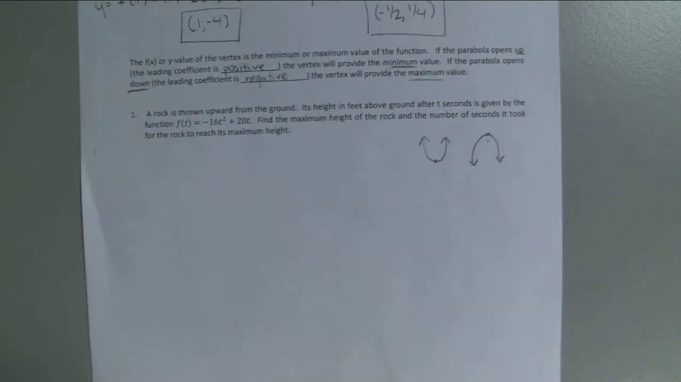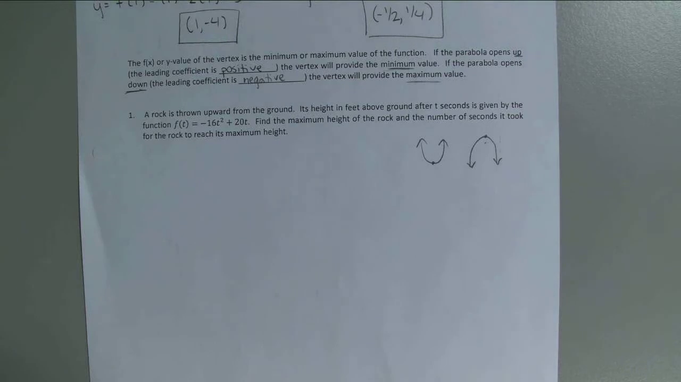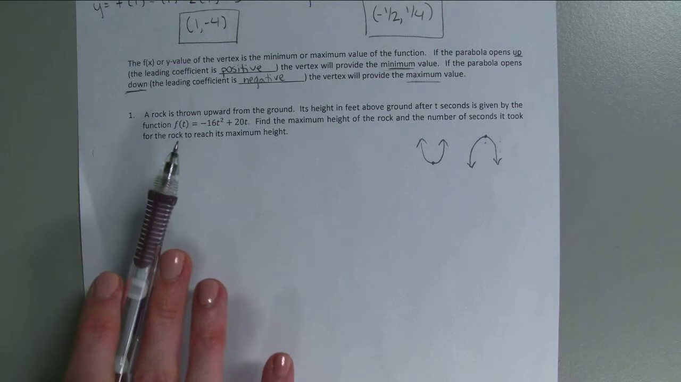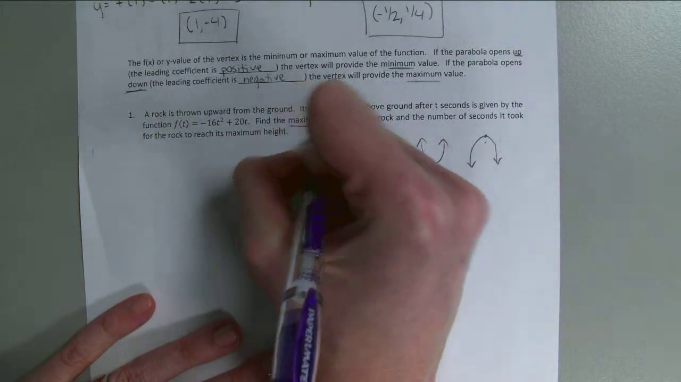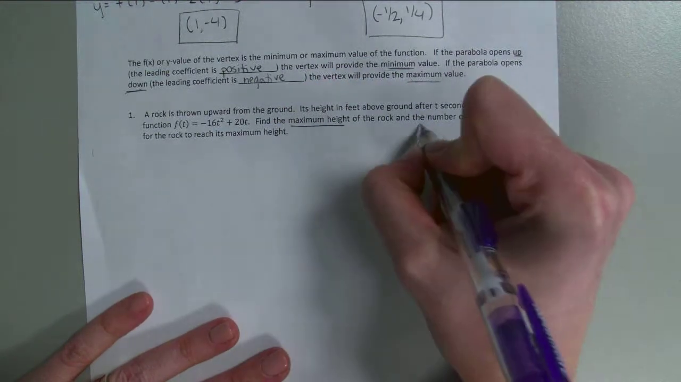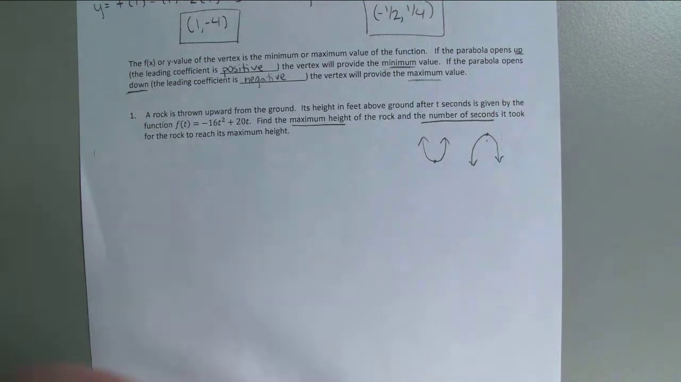It says, a rock is thrown upward from the ground. Its height in feet above ground after t seconds is given by the function f of t equals negative 16t squared plus 20t. So it's like that typical height function that we've seen multiple times. But instead of saying find when the rock hits the ground or when the rock is 150 feet in the air, it says find the maximum height of the rock and the number of seconds it took for the rock to reach its maximum height.